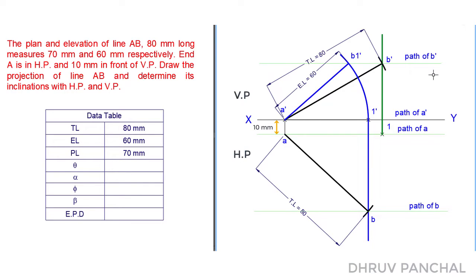With the help of a compass, take distance A1 as a radius and point A as a center. Draw an arc from point 1 to the path of B and locate point B1. Now, join point A and B1, which is the plan length of the given line AB as shown.